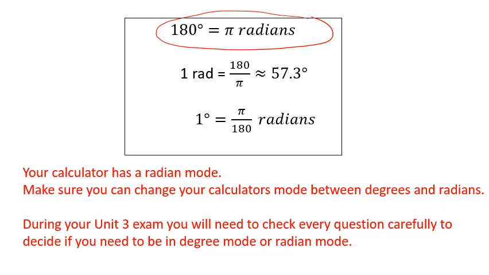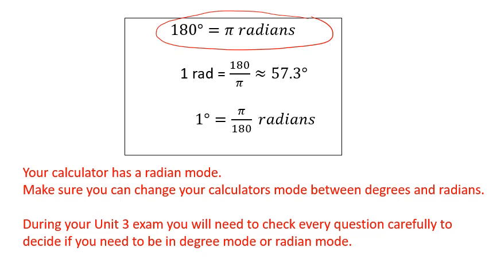Before we do that though, your calculator has a radian mode, and in your exam you might need to change between degree mode and radian mode quite frequently, so you need to make sure you know how to do that. You've probably got your calculator in degree mode at the moment, because that's the mode you would have been using up to now. So you can probably see a little letter D on the top of your calculator, D for degrees. If your question's in radians, you need to change that into the letter R.